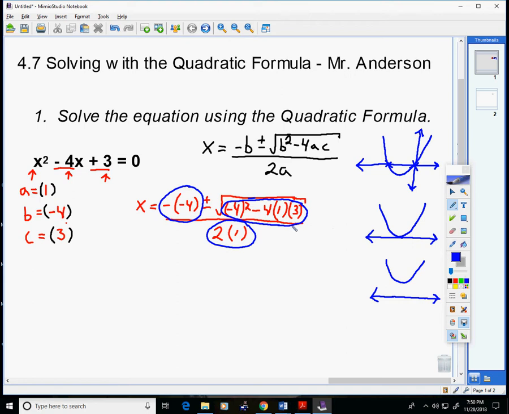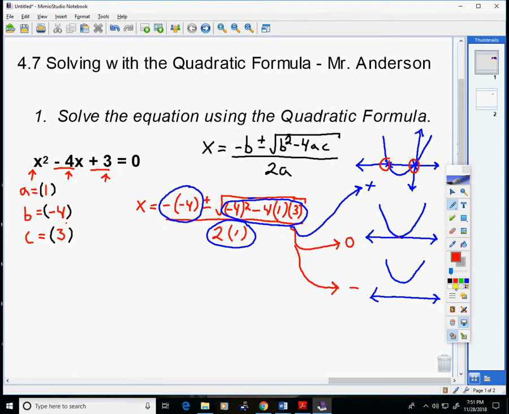If this discriminant is a positive number, then my parabola will cross over the x-axis in two different spots, like this right here. If this discriminant is a 0, then I'll have like this situation right here, where it's just touching the x-axis in one spot. And if this discriminant is a negative number, then my parabola doesn't touch the x-axis. What I'm going to end up with is two non-real solutions, and we're going to cover that later.